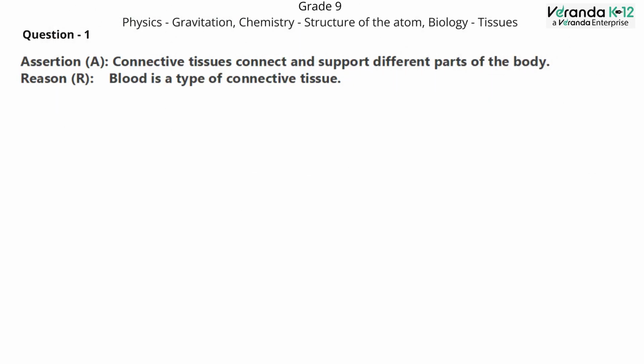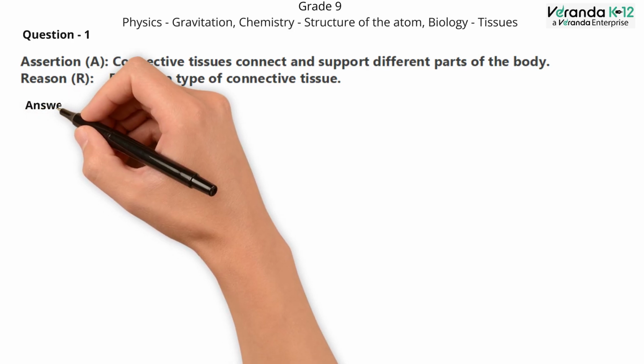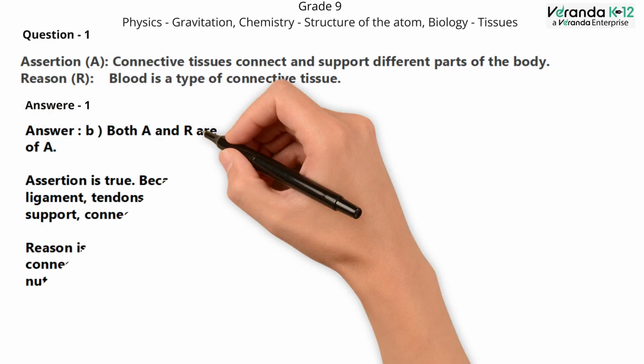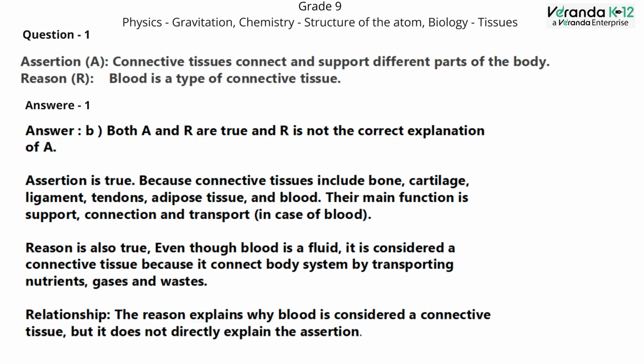Assertion: connective tissue connects and supports different parts of the body. Reason: blood is a type of connective tissue. Answer is option B. Because the assertion is true, connective tissues include bone, cartilage, ligament, tendons, adipose tissue and blood. Their main function is support, connection and transport in case of blood.